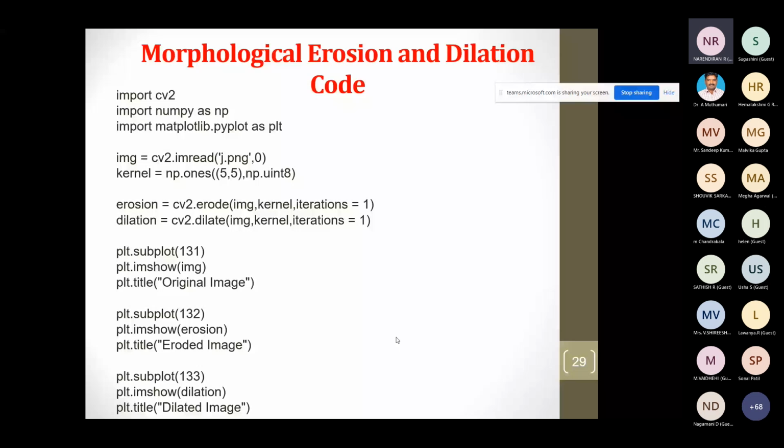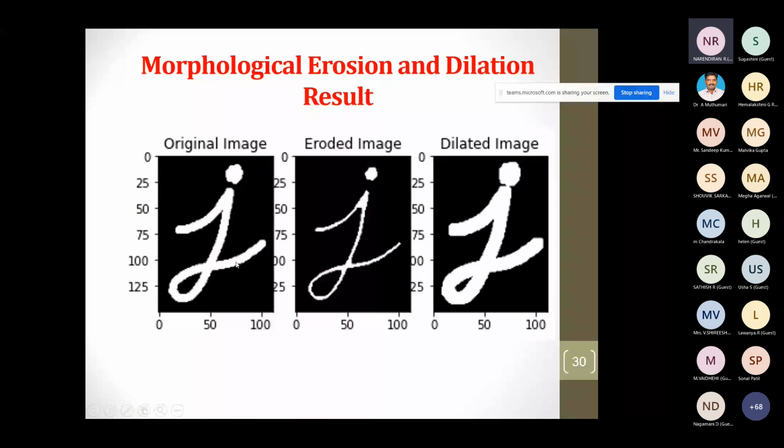All of these are going to be displayed on the screen. Based on our discussion, you can easily understand this code now. You see the difference between the original image, the eroded image, and the dilated image. You can see the thickness of the J is reduced here, which means eroded. Dilated means the thickness of the J increases because the boundary increases. The pixels in the boundary increase in the dilated image. So you can see the difference between these morphological operations.